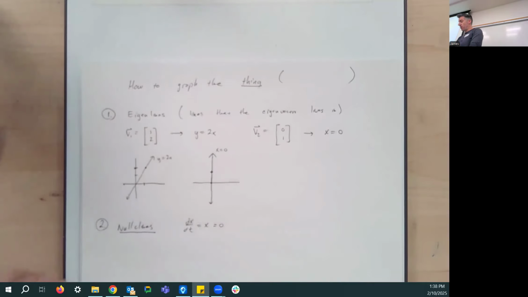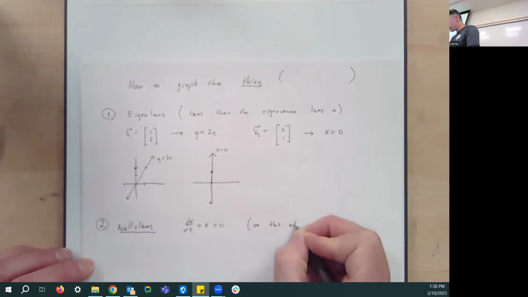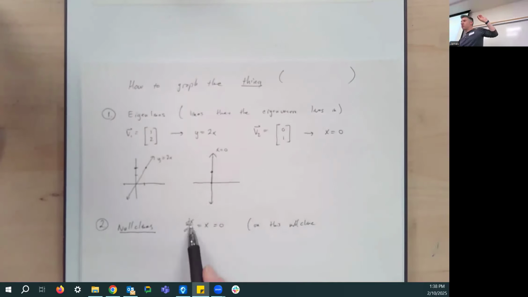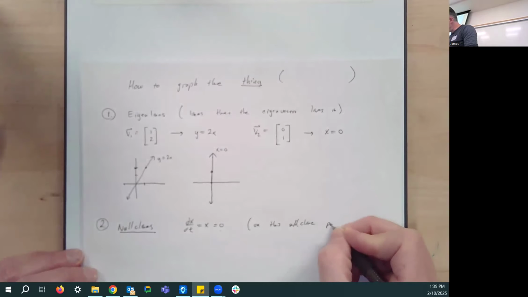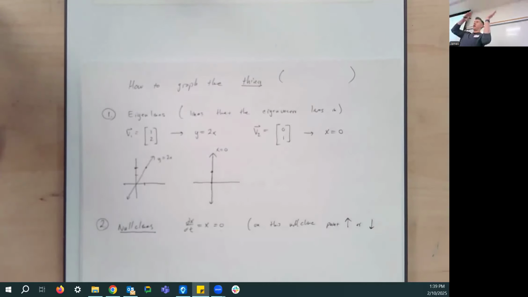I want to point out that on this null line, there'll be absolutely 0 horizontal change because the change in the x direction is 0. So all of my little lines I draw along this line are going to have to be pointing straight up or straight down, but not tilted left or tilted right at all.